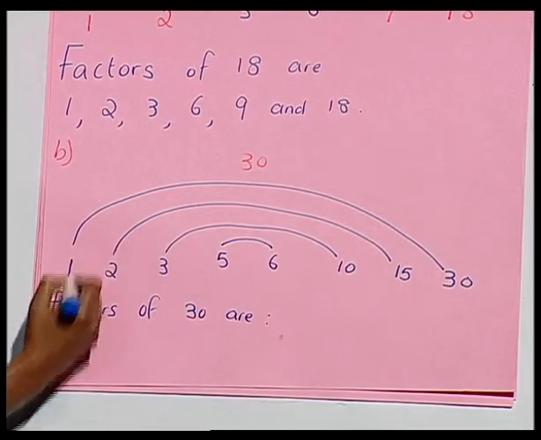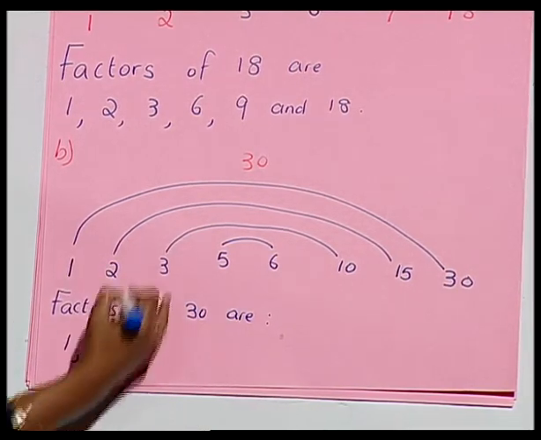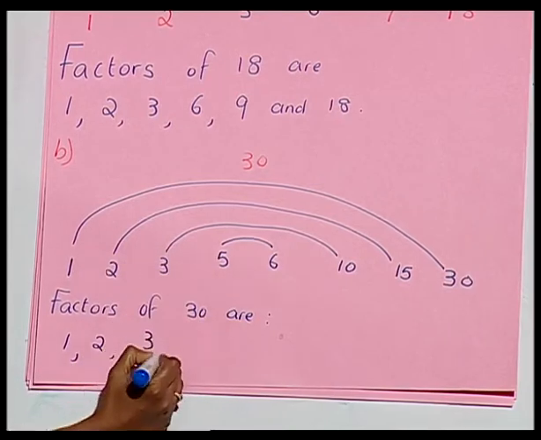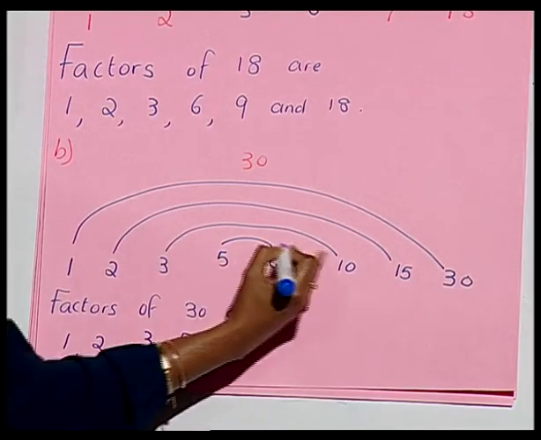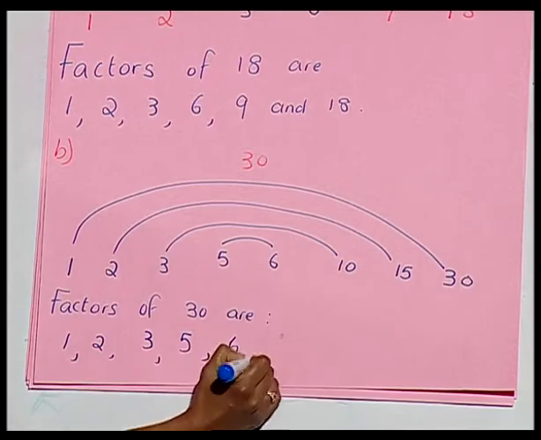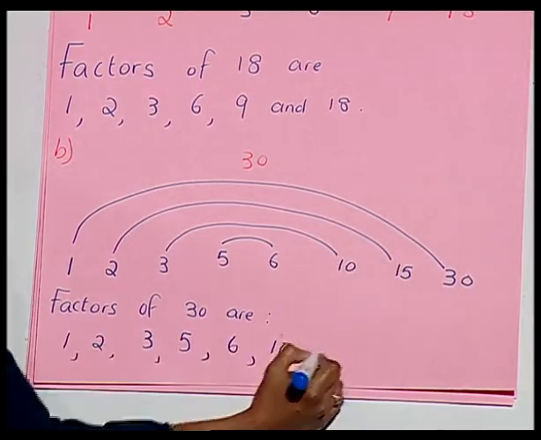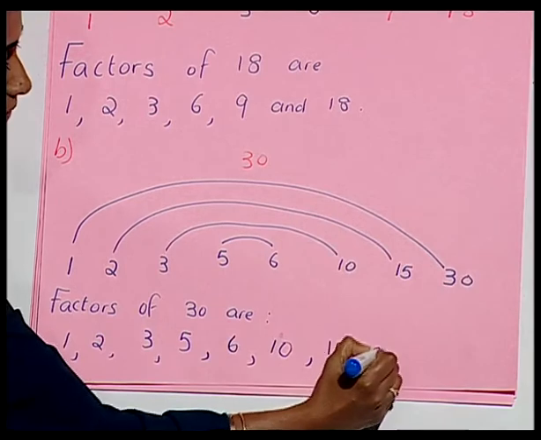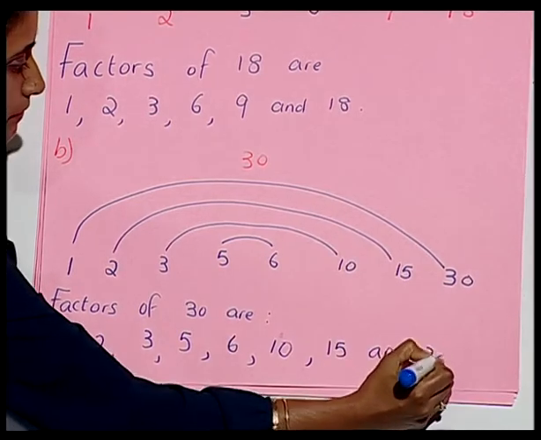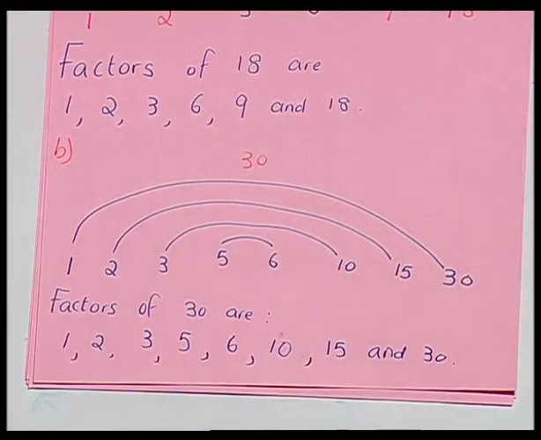So the factors of 30 are 1, 2, 3, 5, 6, 10, 15, and 30. So here we have illustrated the use of the rainbow method. Now let us continue.